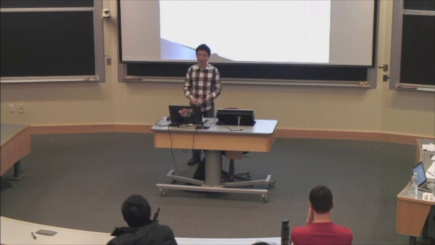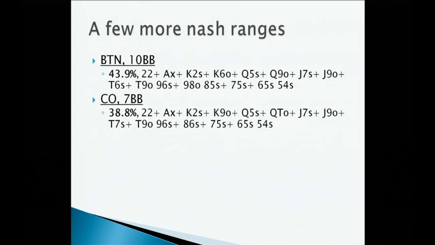Okay, so here's another data point. Cutoff, 7 big blinds: it's 38.8%. Notice that in this situation compared to the first one, you're one position worse because you're cutoff instead of button, but you're risking a lot less. You only have 7 big blinds, but the percentage is still going down.